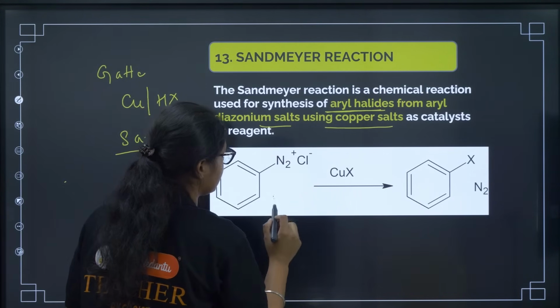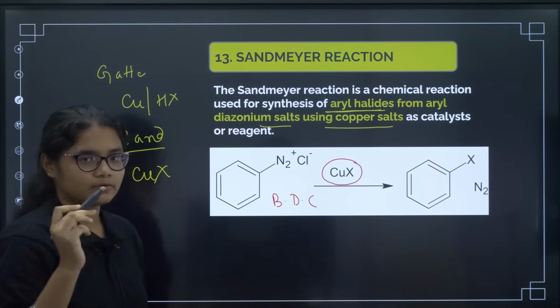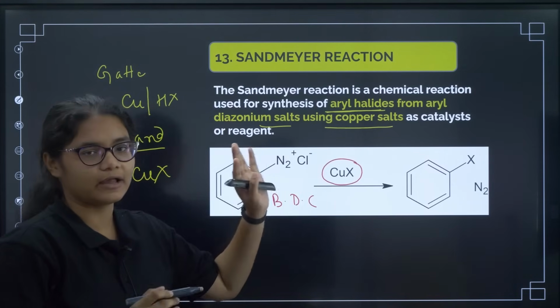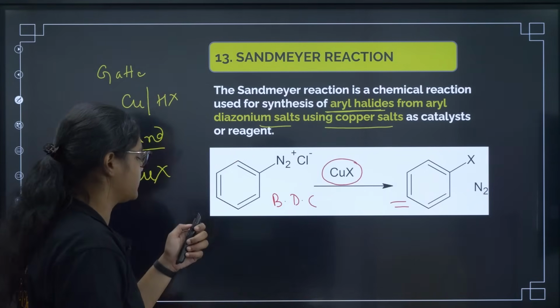So the reactant is benzene diazonium chloride. Then we have CuX, based on which halogen you want to add, and then we have the product here. Haloarenes are the product.